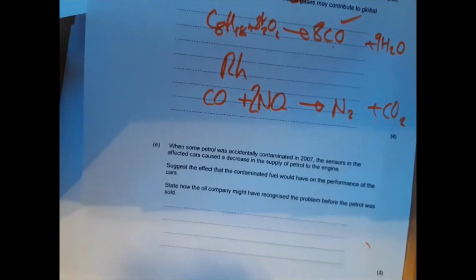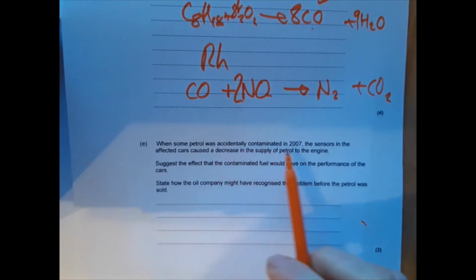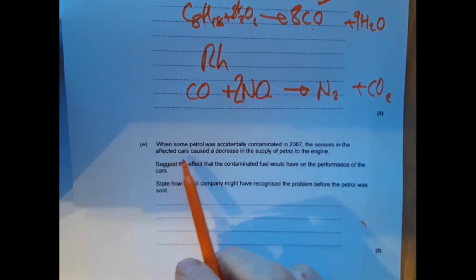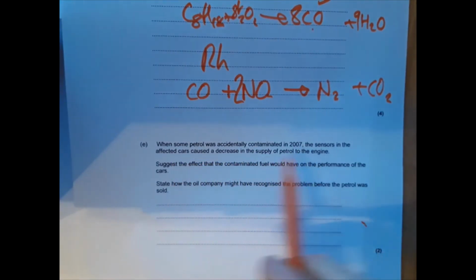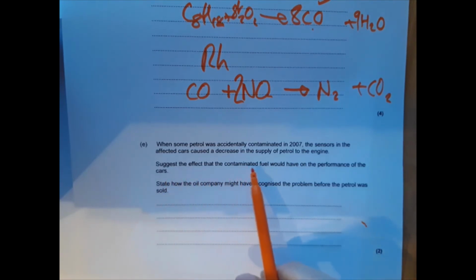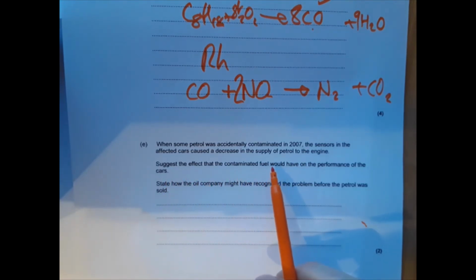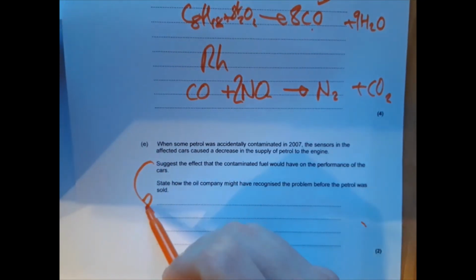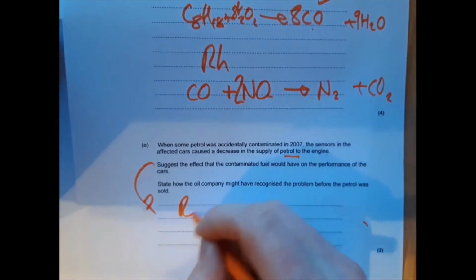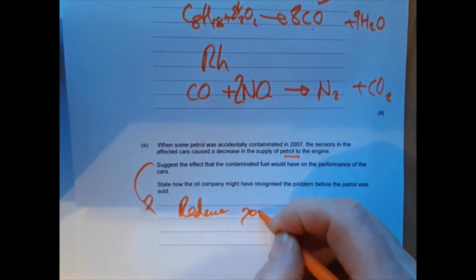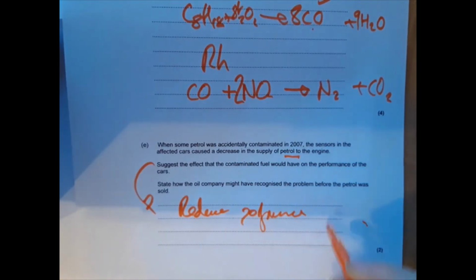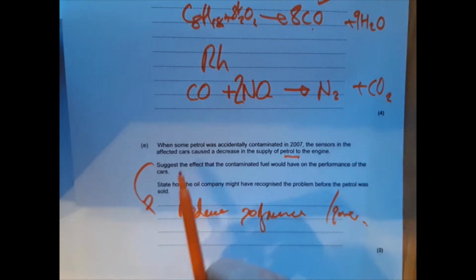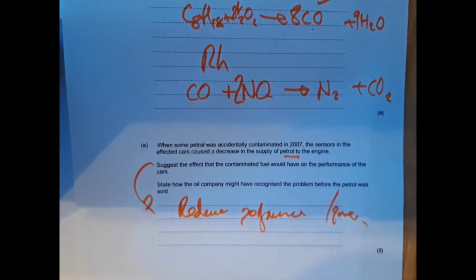This is a long homework. When some petrol was accidentally contaminated in 2007, the sensors in affected cars caused a decrease in the supply of petrol to the engine. Suggest the effect that the contaminated fuel would have on the performance of cars. Well, I imagine it's going to reduce the performance of cars if you've got less petrol going into the engine. So reduced performance. That does say that. Or reduced power, maybe.